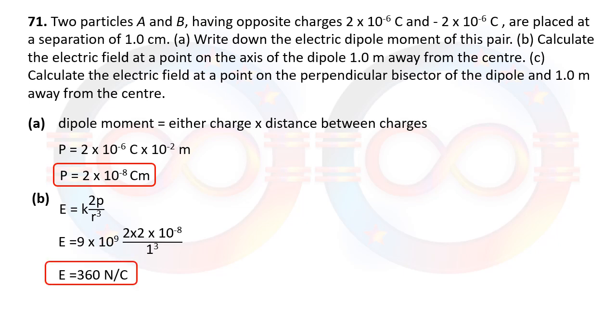In part C, it is being asked to calculate the electric field at a point on the perpendicular bisector. The perpendicular bisector field is just half of that of the axial electric field, or electric field at end-on position. So we can even directly write 180 Newton per coulomb, or formula wise, E is equal to Kp upon r cube, it is 9 into 10 raised to 9, 2 into 10 raised to minus 8 upon 1 cube, and it is nothing but 180 Newton per coulomb.